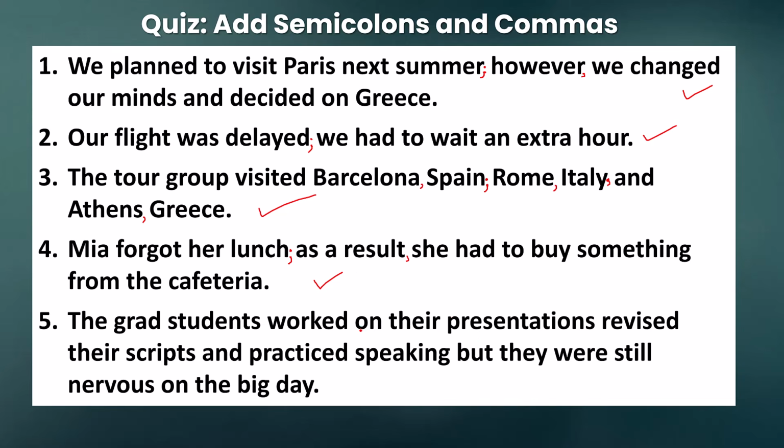The grad students worked on their presentations, comma, revised their scripts, comma, and practiced speaking, but they were still nervous on the big day. So here, should we add a comma or a semicolon? I'm going to use this semicolon because the two clauses are long and they contain these internal commas, and this semicolon is just going to make it look clearer, okay? Again, this is rare, but it is a possibility to make things clearer. So now this is correct.